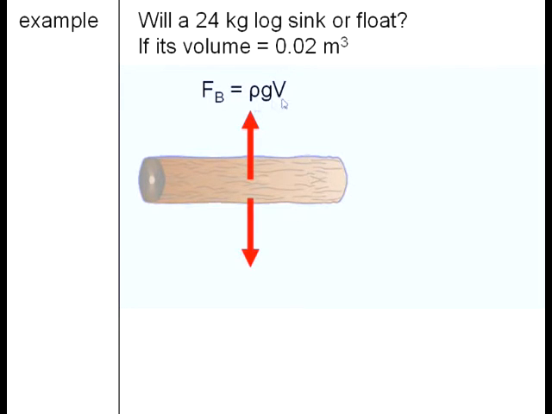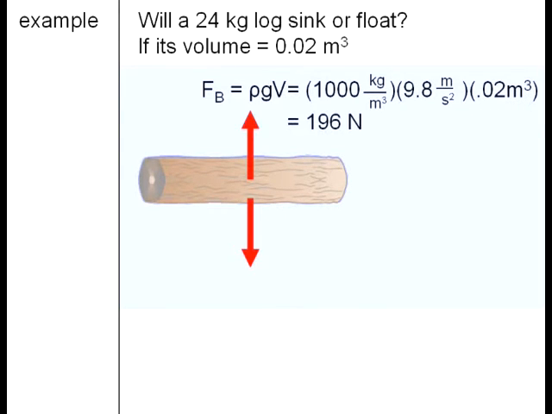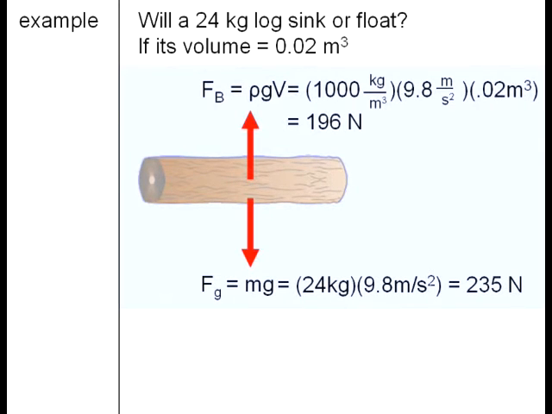The buoyant force is rho g V. So density of water is 1,000 kilograms per cubic meter times gravity times my volume, 0.02 cubic meters. Comes out to 196 newtons. Right, force of gravity, m times g, comes out to 235. So the larger force is the force of gravity, so the log will be moving and accelerating downwards.